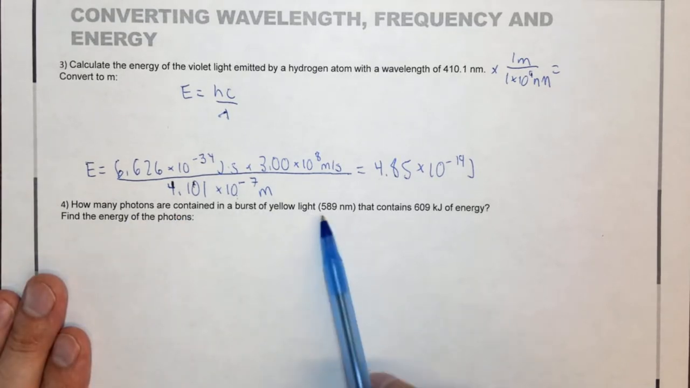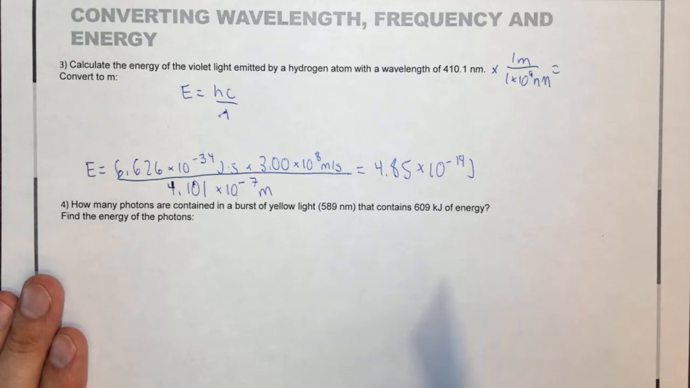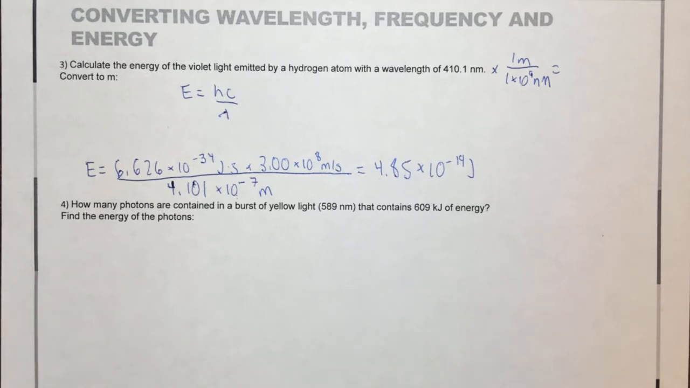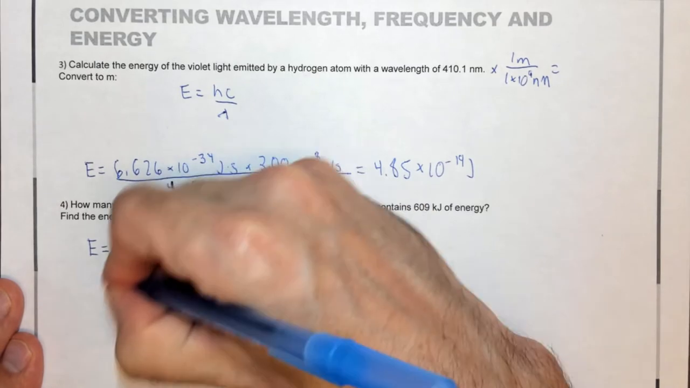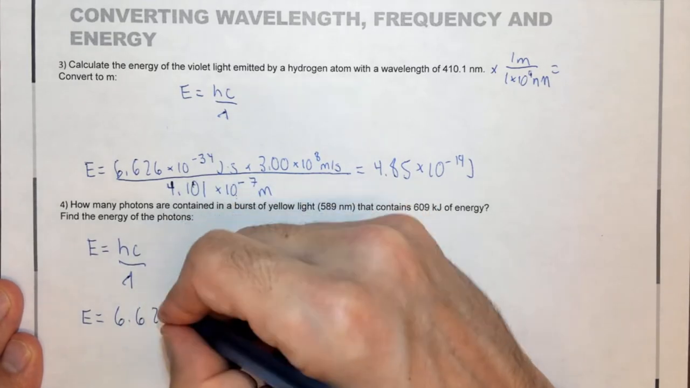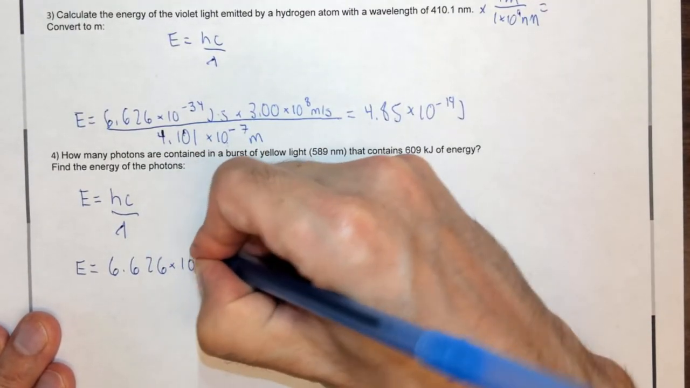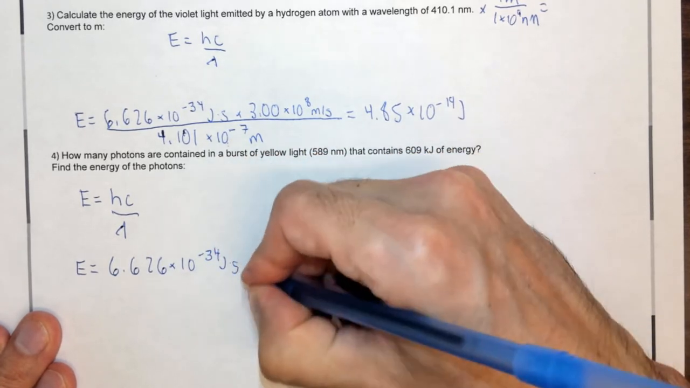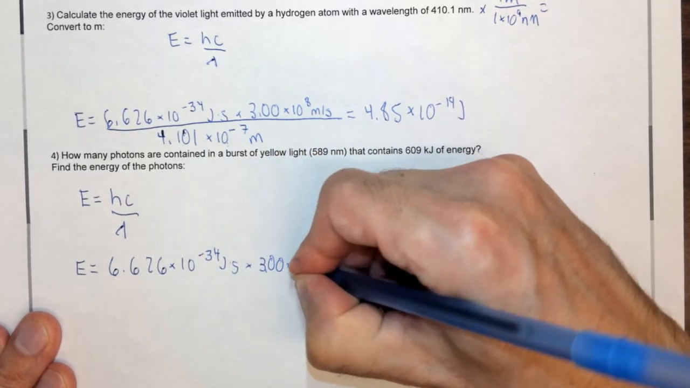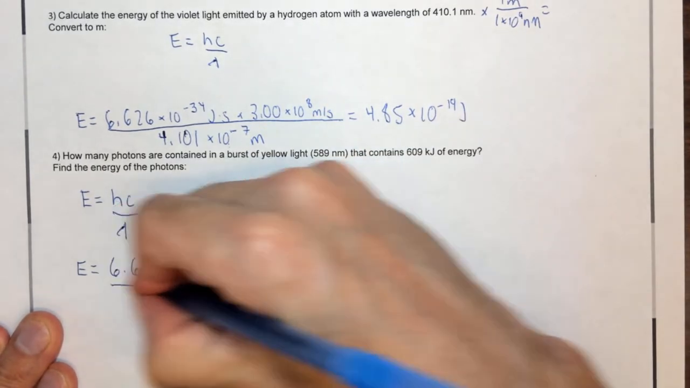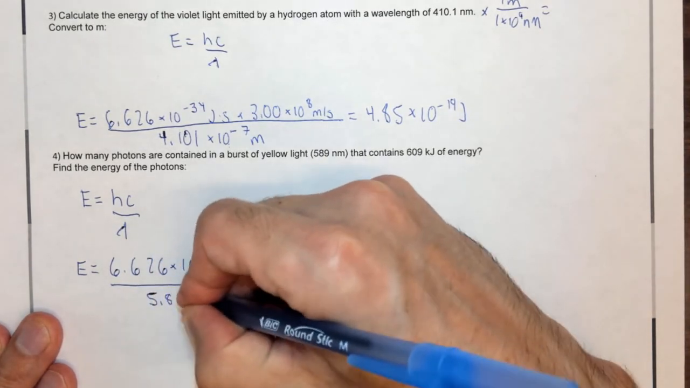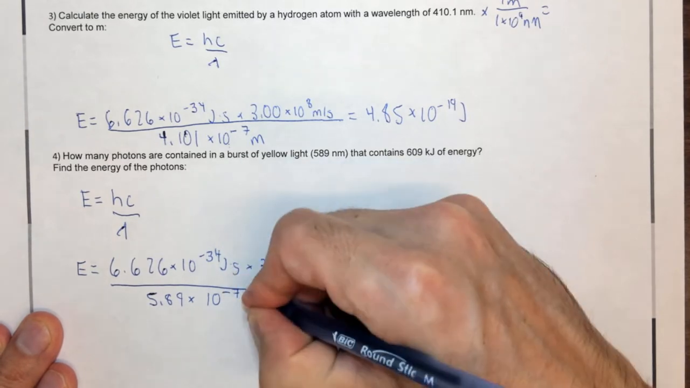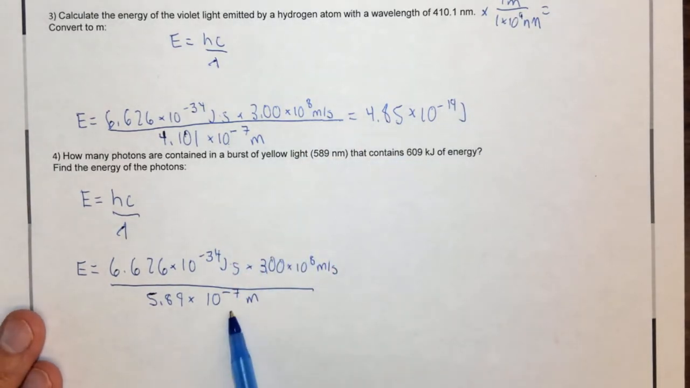And that brings us to our next question, where it says how many photons are contained in a burst of yellow light, 589 nanometers, that contains 609 kilojoules of energy. Well, we want to do the same thing. E equals hc over lambda. E equals h, Planck's constant, 6.626 times 10 to the minus 34 joule seconds, times 3 times 10 to the 8th meters per second, divided by the wavelength in nanometers, so divide by a billion, which is 5.89 times 10 to the minus 7 meters.